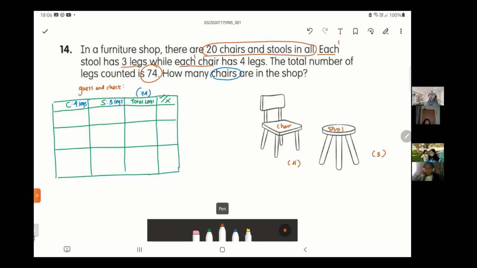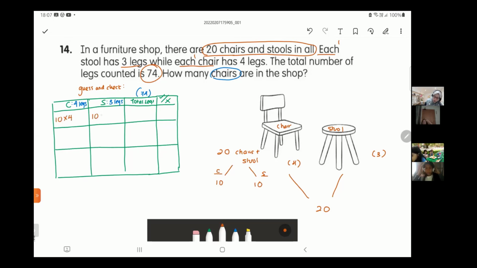Okay, let's see about here. You want to find out the number of chairs, and I know that I have a total number of 20 chairs plus stools. So what do we do first? Usually when you do guess and check, you halve first. So 10 chairs, 10 stools. This is chair and this is stool. So if I have 10 chairs, I put 10 here and 10 stools here.